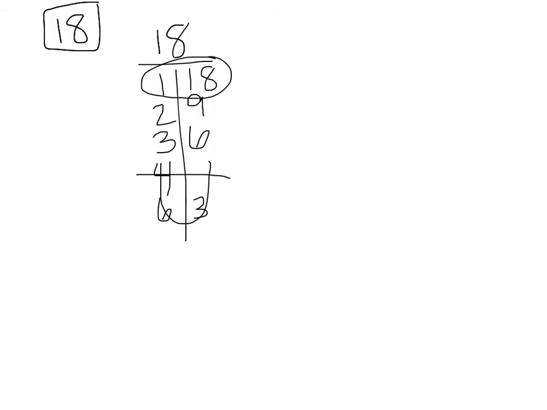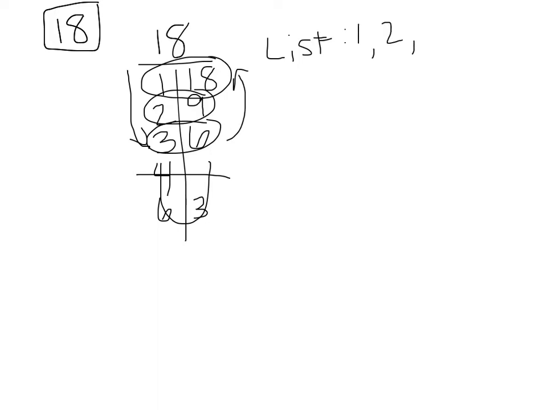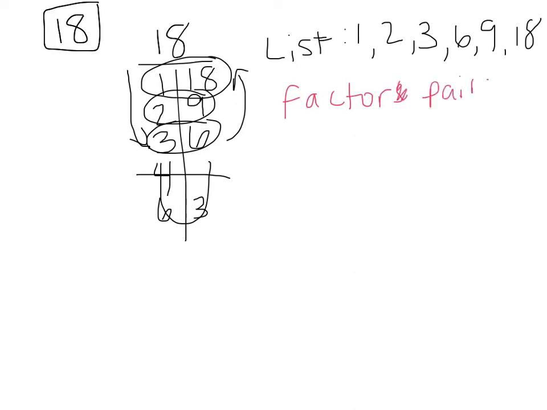So here, this time, I have more factors. If I list them out, I'm going to list them in order from least to greatest. So I'm going to go down the row and then back up. 1, 2, 3, 6, 9, and 18 are all of my factors. If I wanted to show you the factor pairs for them, I've got 1 times 18, 2 times 9, 3 times 6.